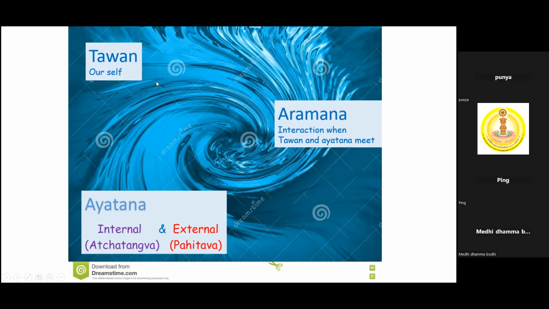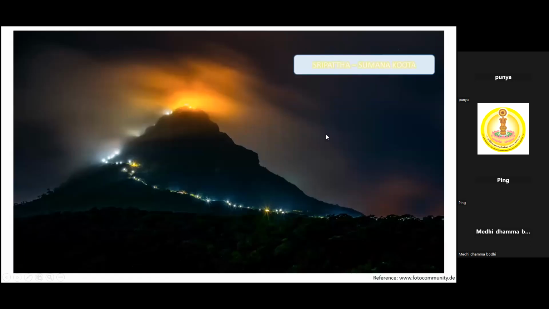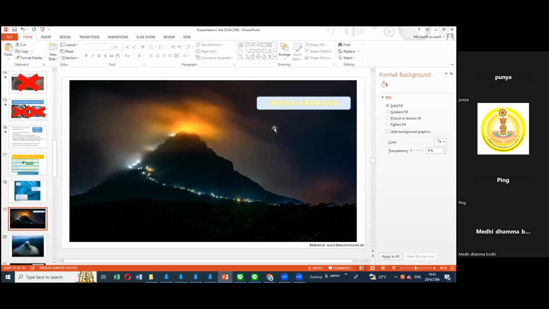Because Tawan is what we consider as ourselves, like our body. Ayatana, we consider as internal, which we call Ajjhattika, and external Ayatana, we call external things, Bahiddha. And Aramana is the interaction between Tawan and Ayatana, when Tawan and Ayatana meet. I'm sorry, Ayatana is the interaction when Tawan and Aramana meet.